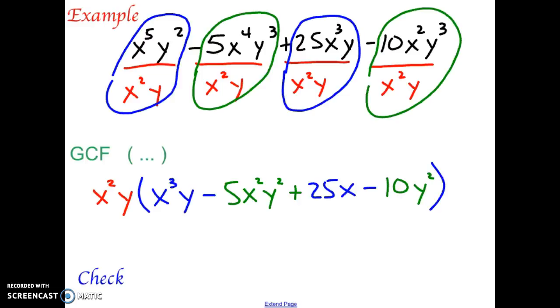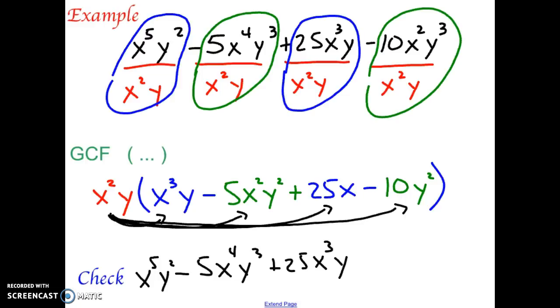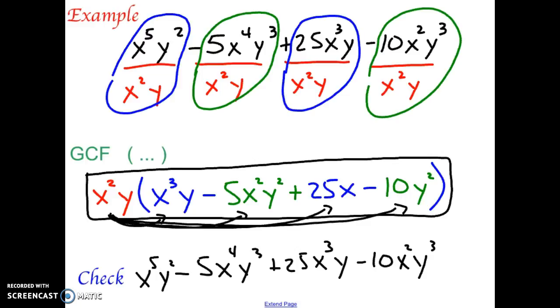And then basically last thing we got to do is check it out, make sure we're good. So let's see, we got x to the 5th y squared. That matches. Well, 5x to the 4th y cubed. That matches the original. We got 25x to the 3rd y. That also matches. And the last part of our distributing, we got minus 10x squared and y to the 3rd. That also matches the original. So we got our answer.